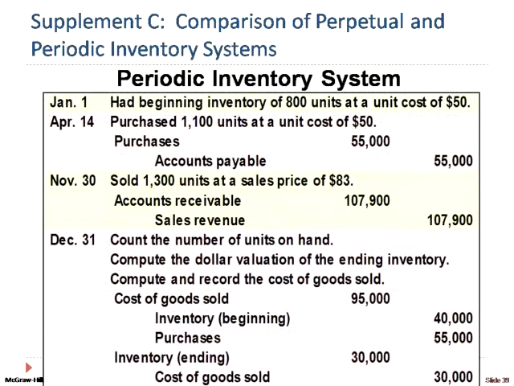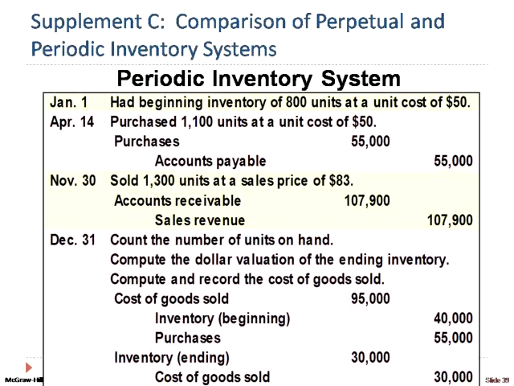Here are 2 transactions accounted for using the periodic inventory system. The company has 800 units in beginning inventory at a unit cost of $50. On April 14, the purchase is recorded as a debit to purchases and a credit to accounts payable. On November 30th, the only entry required is the entry to record the retail transaction between the customer and the company by debiting accounts receivable and crediting sales revenue for the sales or retail price of the goods sold.